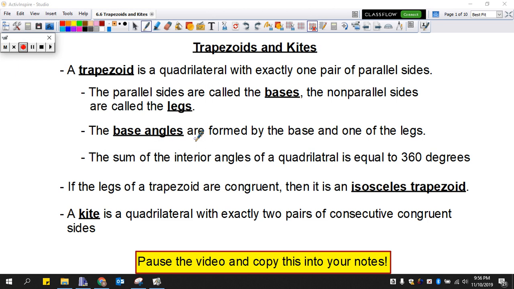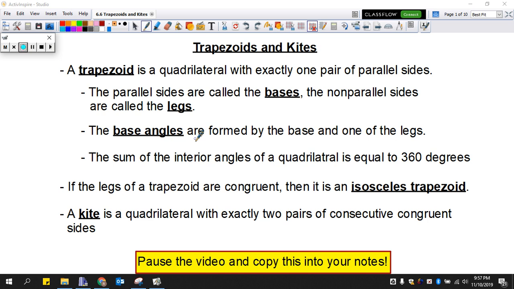In this lesson, we're going to continue our work with quadrilaterals. We're going to talk about trapezoids and kites. The first thing I want to do is make sure that we understand what trapezoids and kites are. Both of them are quadrilaterals, but they have special properties.